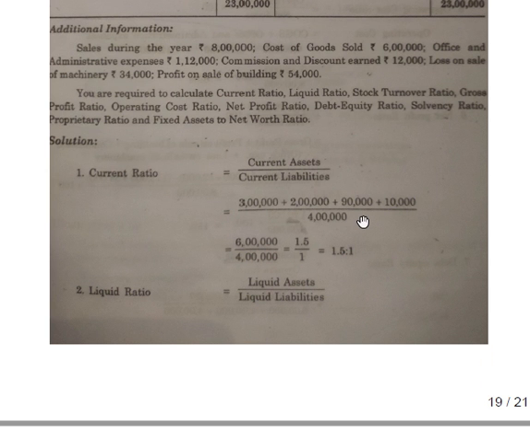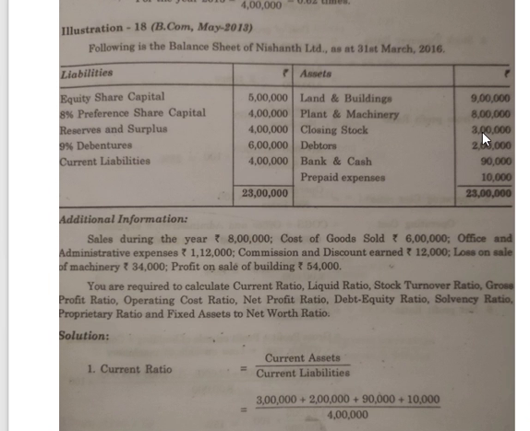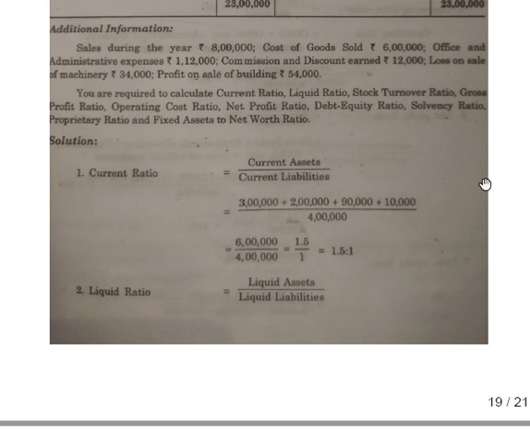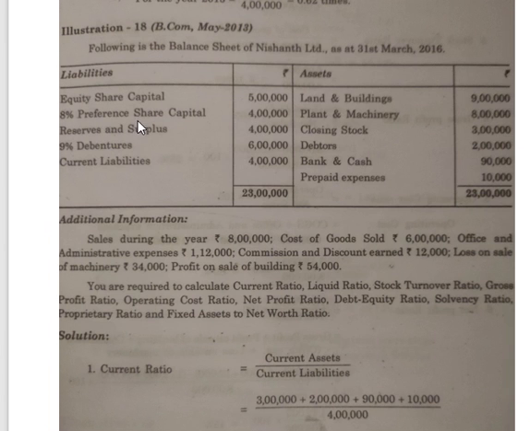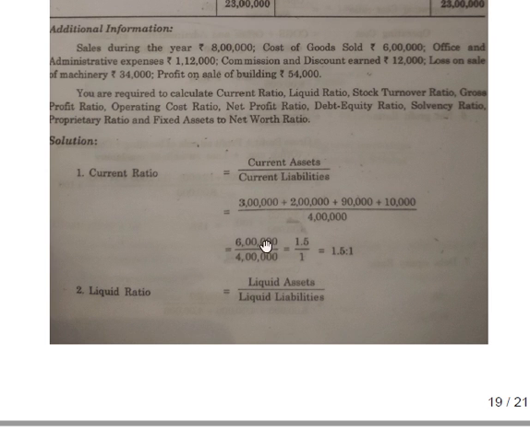So 3 lakhs plus the closing stock, which also is 3 lakhs, so the total of current assets is 6 lakhs, divided by current liability. If you look into the liability side of your balance sheet, current liability they have given is 4 lakhs. So take it as it is. Current assets divided by current liability, 6 lakhs divided by 4 lakhs, 1.5 divided by 1. So the ratio is 1.5 is to 1.